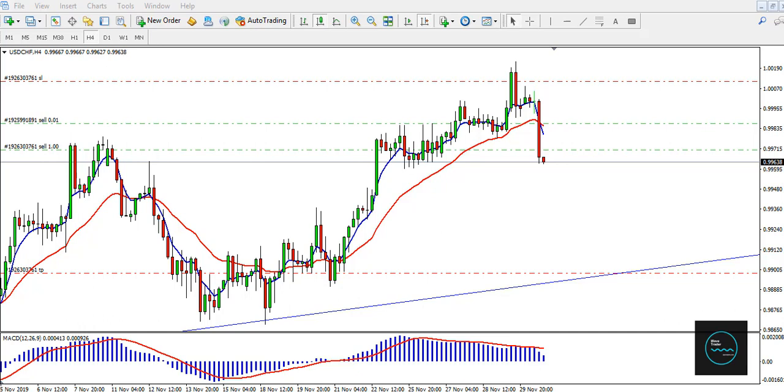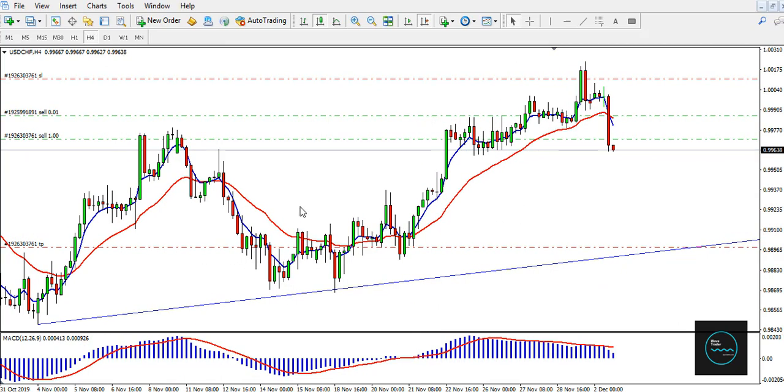I want to show you a trade I'm currently in on the USDCHF currency pair. I consider this to be a swing trade, so I'm just going to show you my thought process and how I got into the trade.